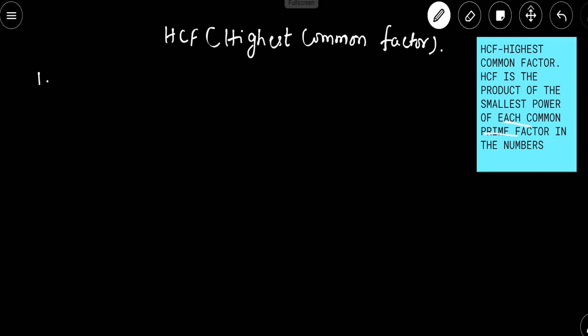First, I'll take a simple example of 8 and 12. The simplest way is first we'll find the factors of 8. So how do I calculate the factors of 8? 8 is an even number, so it is divisible by 2. 2 fours are 8, 2 twos are 4, again it is divisible by 2, 2 ones are 2.